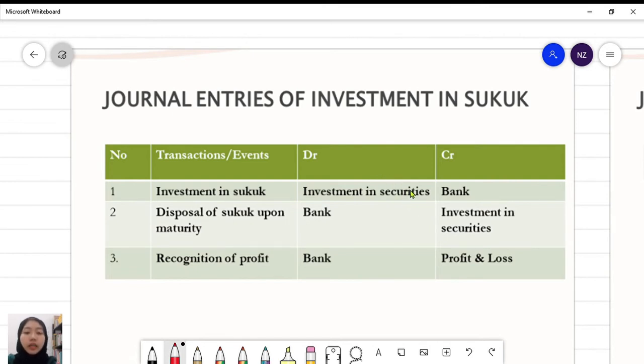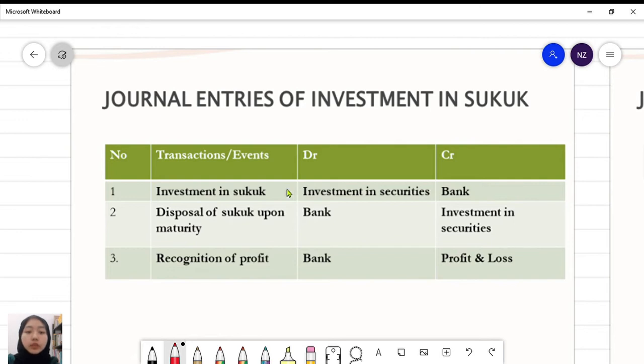And then because at that time our money goes out, because we buy that sukuk, when money goes out, we credit bank. We don't credit cash because by that time sukuk is not something that we pay in cash. It's something that we pay by cheque. So when we pay by cheque, it involves our bank account. That's why we credit bank here. And that one is the investment in sukuk transaction.